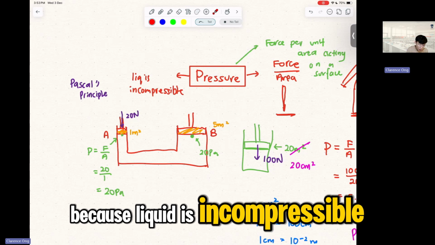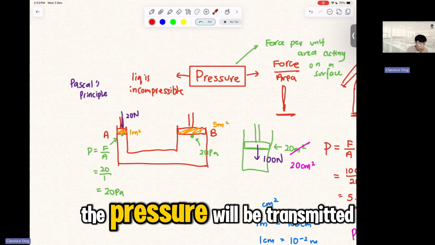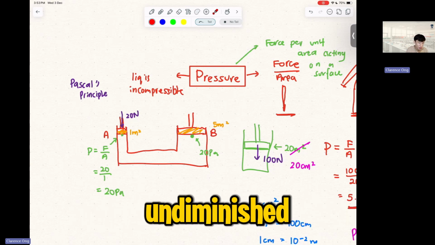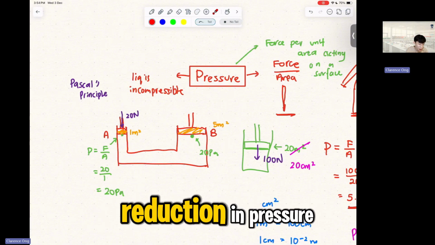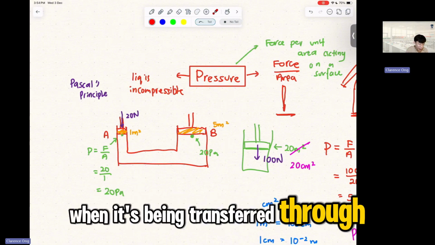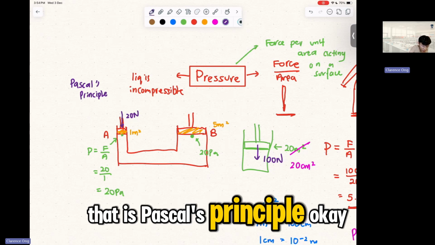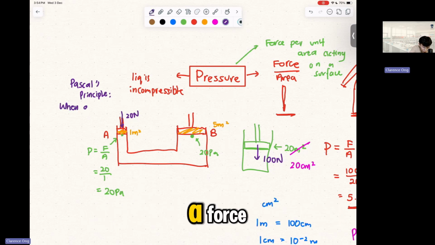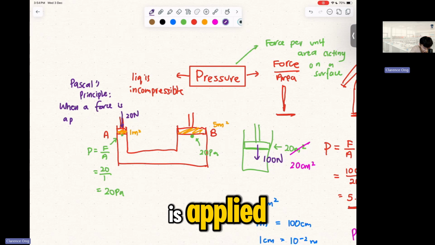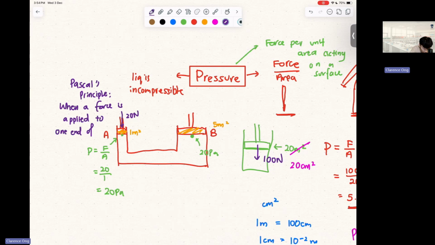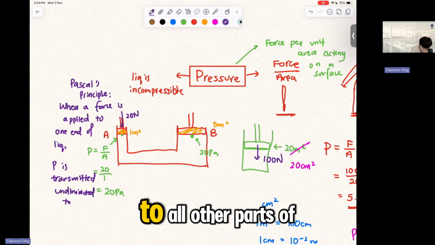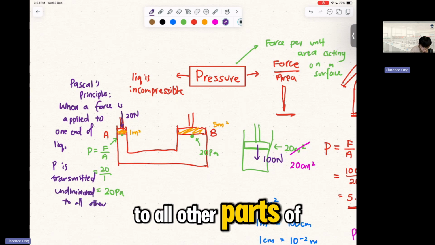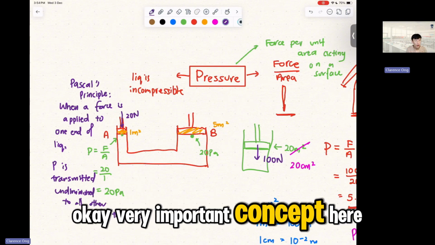Because liquid is incompressible, the pressure will be transmitted undiminished, meaning there won't be any reduction in pressure when it's being transferred through the liquid. That is Pascal's principle. When a force is applied to one end of the liquid, the pressure is transmitted undiminished to all other parts of the liquid. Okay, very important concept here.